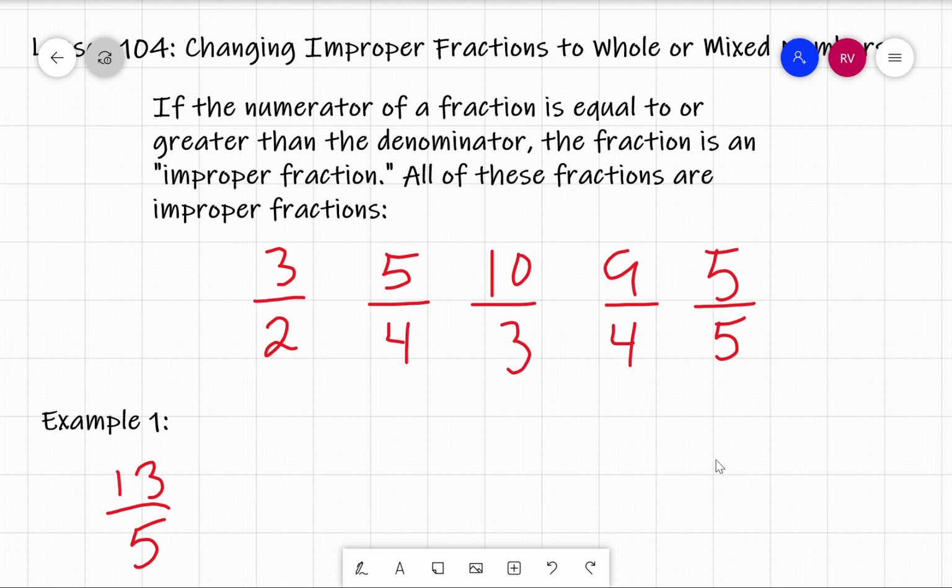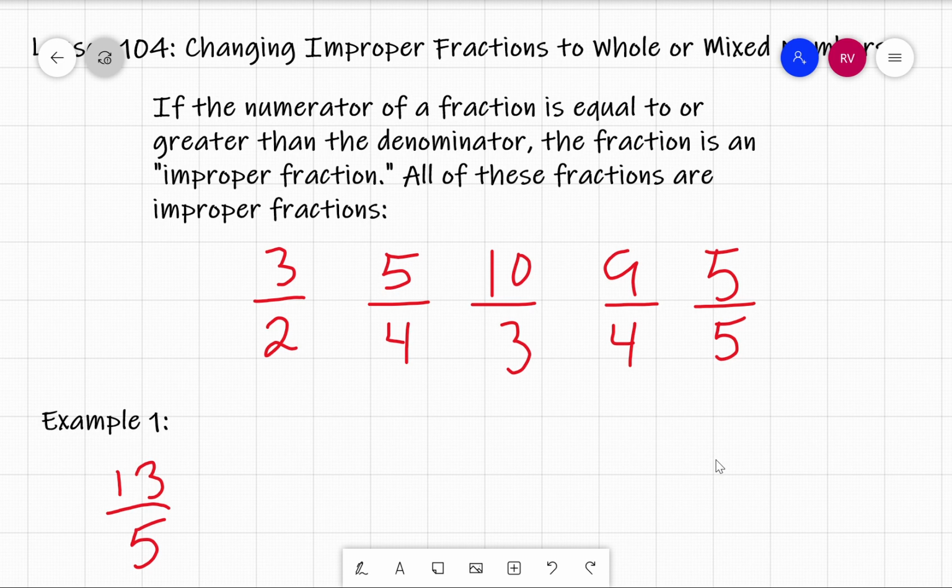All right, guys, so we are going to talk about lesson 104, which takes place on page 660 if you have your textbook. Now, we talked about improper fractions and the difference between them and mixed numbers in a previous lesson. And now today we are going to learn about how to change an improper fraction into a mixed number. Or if there's no remainder, it changes it into a whole number.